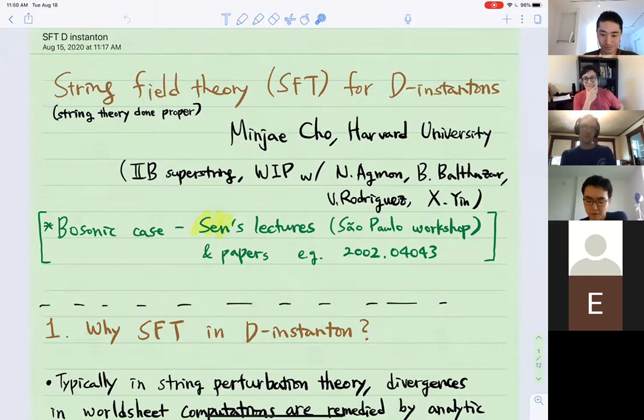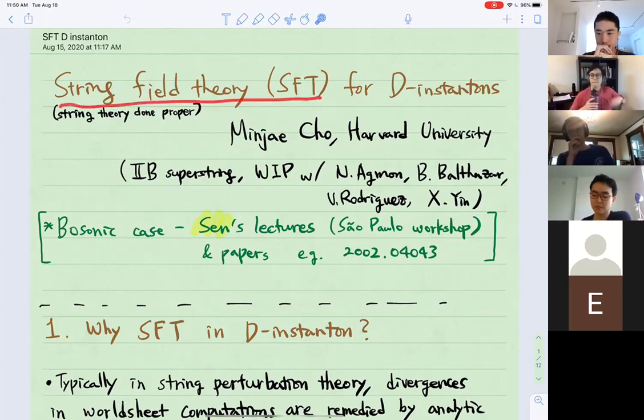I'm going to tell you about work that I've been doing with my collaborators here, Nathan Agmon, Bruno Balthazar, Victor Rodriguez, and Xi Yin. And it's basically D-instantons in type IIB superstring. But my talk today will be more geared towards string field theory aspects of D-instantons.